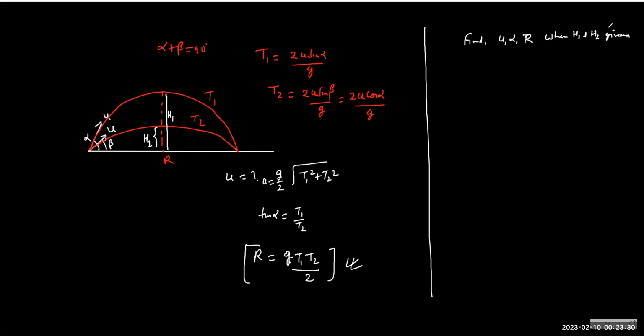Yeah. Say the u value is under root of 2g times (H1 plus H2). Correct. Very good. And R is 4 by H1 H2, sir. One second, sir. No, sir, 4 under root H1 H2. Yeah.